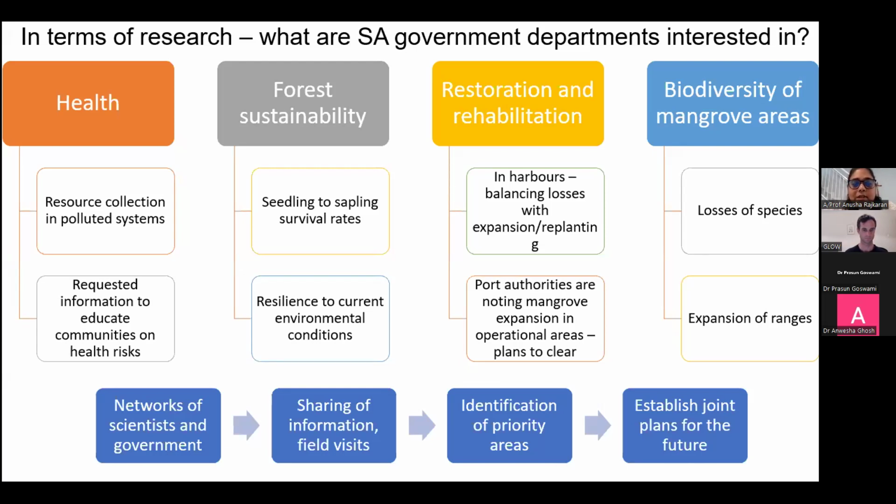So just in conclusion, I'm sure everyone knows the importance of networks of scientists and government, the importance of sharing information, and field trips. And working from this particular meeting, we're working to identify our priority areas and establish joint plans for the future.